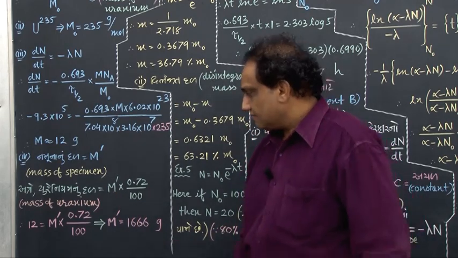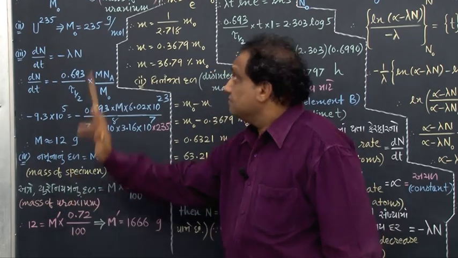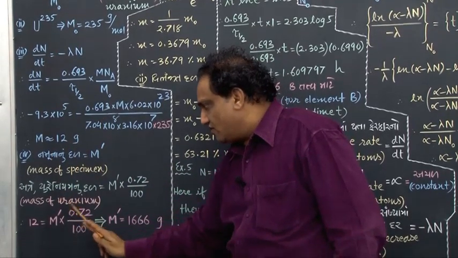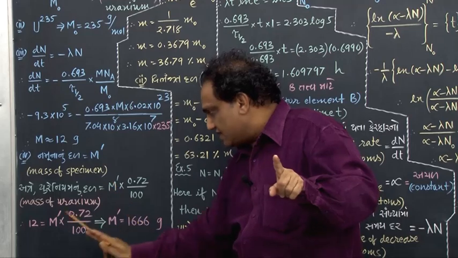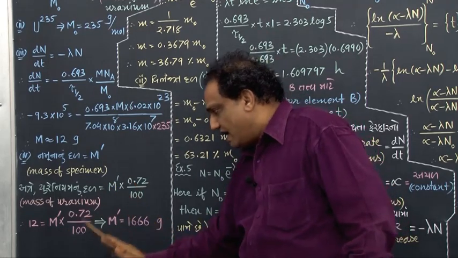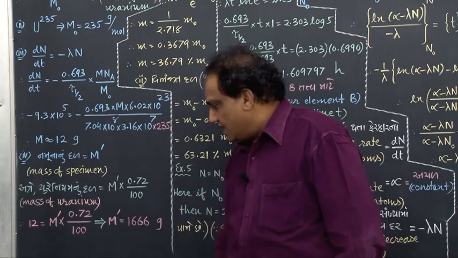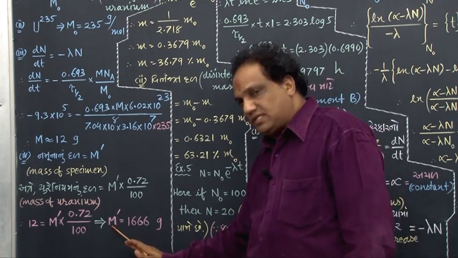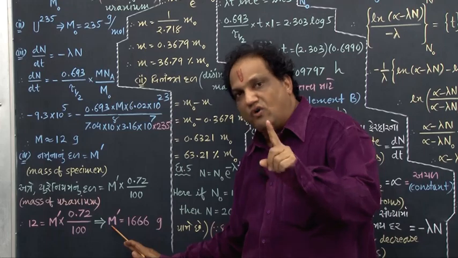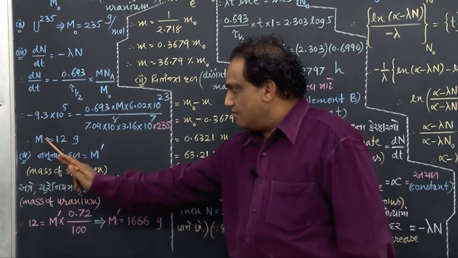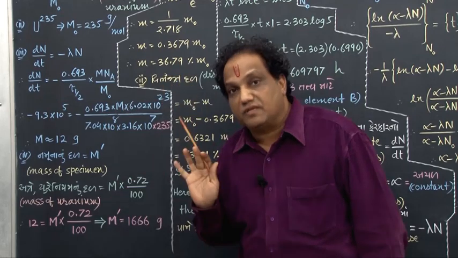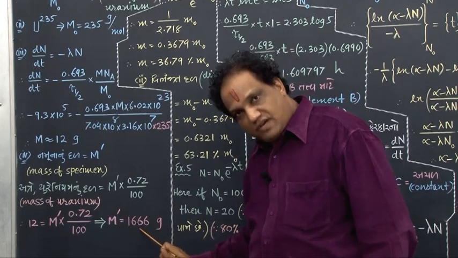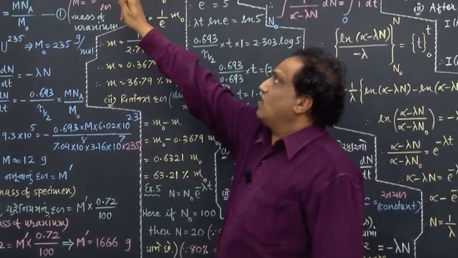Now this mass of uranium we have found out. Mass of uranium, capital M, we have found out. It is how much? 12 gram. So this mass of uranium we know it is 12 gram. This M dash as it is into 0.72 upon 100 as it is. Now find out M dash. It will be 1666 that many gram. So this is mass of specimen of ore of uranium. Got it? And this is the mass of uranium in that specimen. Okay? This value is 0.72 percentage of this value. Okay? Fine. Now kindly read the statement of number 4.